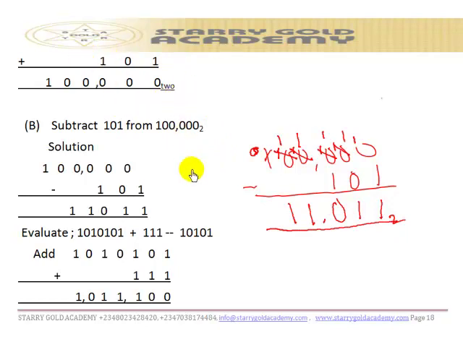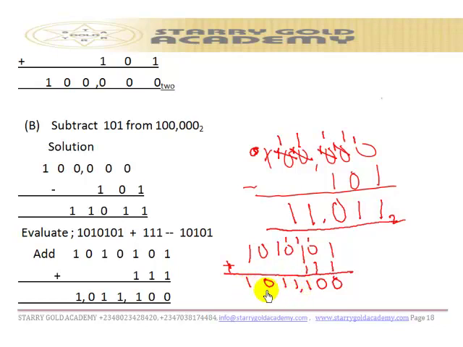So from here we have 101100 plus 111. 1 plus 1 is 10, carry 1. 1 plus 1 is 10, carry 1. 1 plus 1 plus 1 is 11, carry 1. 1 plus 0 is 1, and so on. So from your addition, this is what you have. Then from here you can now subtract.